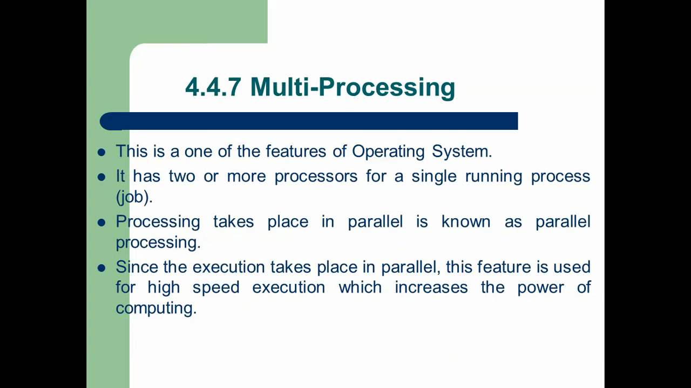Next is multiprocessing. Multi means many processes are executed in a single time, at the same time. It has two or more processors for a single running process. Processing takes place in parallel, known as parallel processing. Since the execution takes place in parallel, this feature is used for high speed execution, which increases the power of computing. Here, multiprocessing refers to many processors being used for processing a single application software, where a single command is separated and executed in parallel for increasing the power of computing.